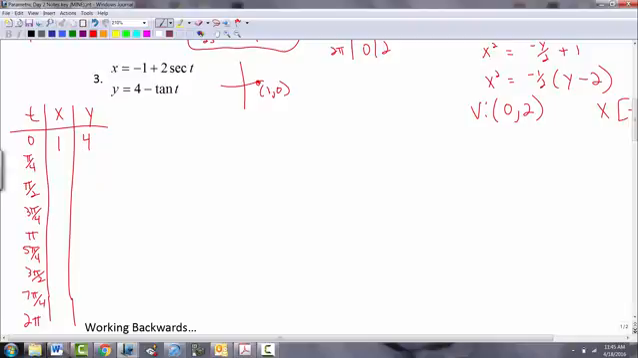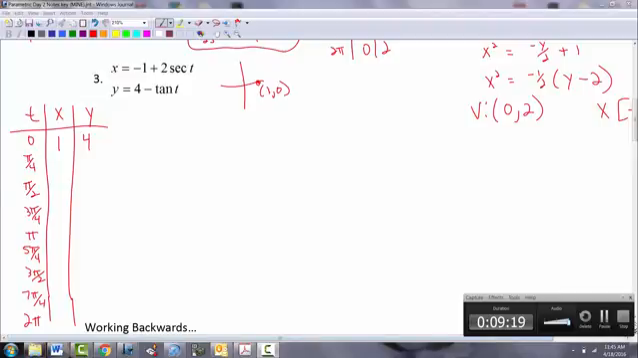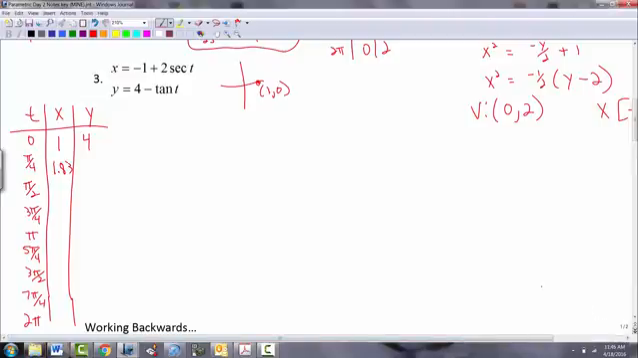What's the secant of pi over 4? It is root 2. Now, get your calculators out. What's 2 times root 2 plus -1? I'll take it as a decimal. What's the y component? What's the tan of 45? That's easy. 1. What's 4 minus 1? 3. Okay, let's go back to this then.